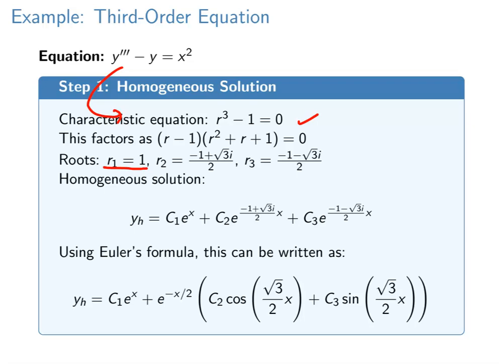So here the homogeneous solution will be c1 e to the power x plus c2 e to the power (minus 1 plus root 3 i) by 2 x plus c3 e to the power (minus 1 minus root 3 i) by 2 x. So using Euler formula we can write that as c1 e to the power x plus e to the power minus x by 2 times (c2 cos root 3 by 2 x plus c3 sin root 3 by 2 x).